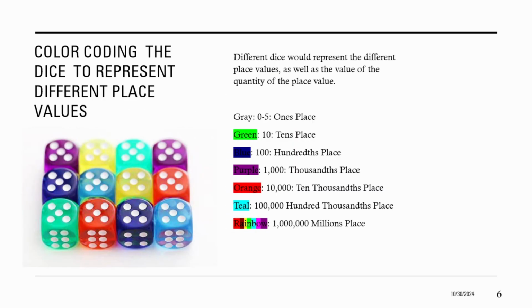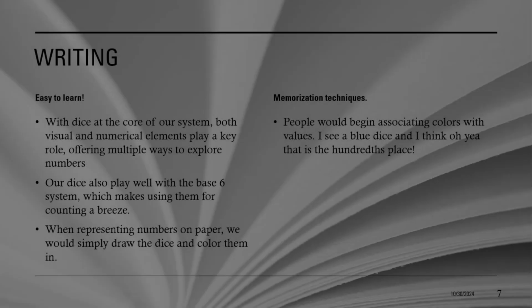Color coding the dice would allow us to represent different place values as well as the value of the quantity of the place value. Gray would be the ones place, green would be the tens place, blue would be the hundredths place, purple would be the thousandths place, orange would be the 10,000ths place, teal would be the 100,000ths place, and rainbow would be the millions place.